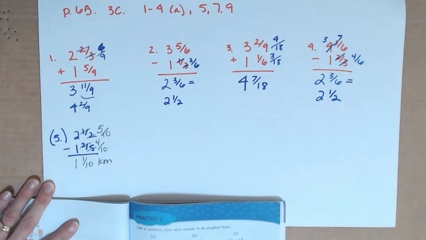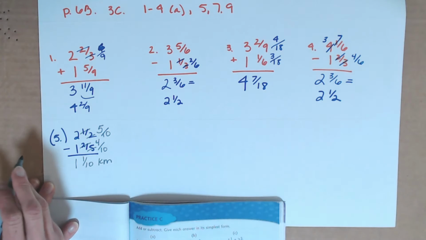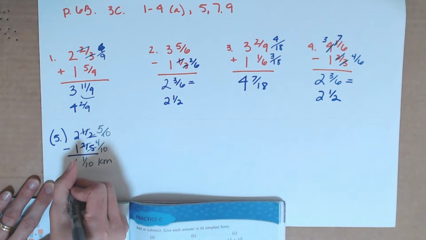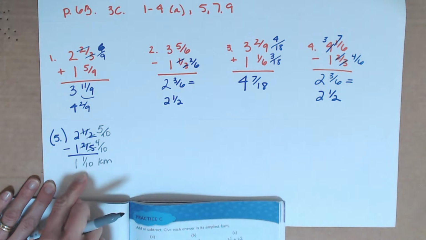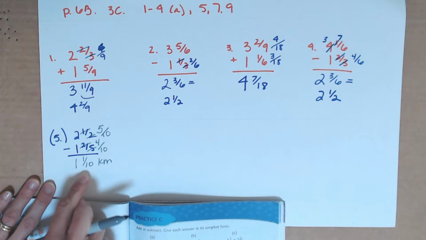So his brother jogged 1 1/10 kilometers more than Robert. So the answer would be his brother jogged more, and he jogged 1 1/10 kilometers more.